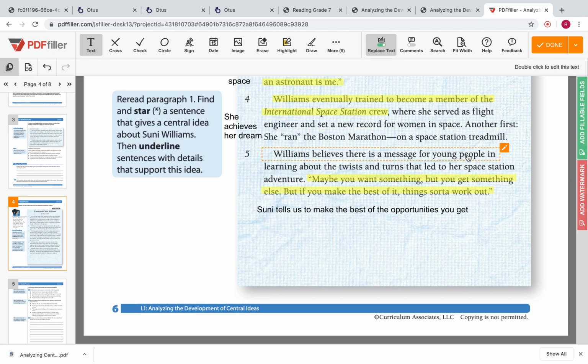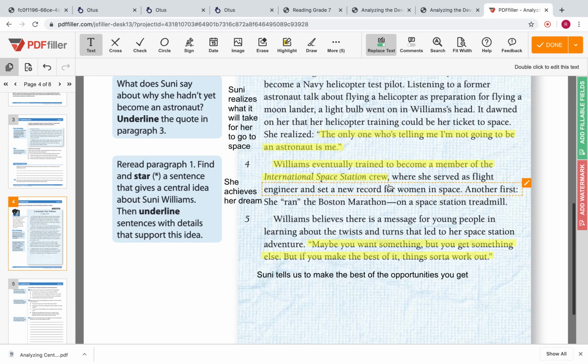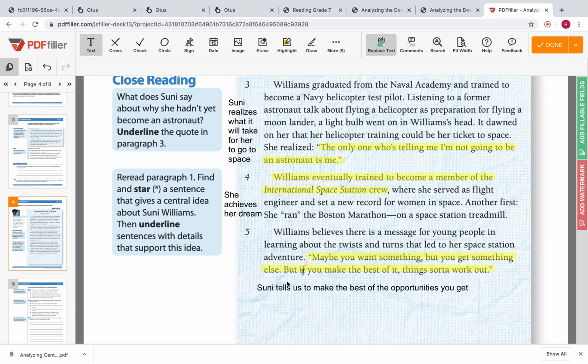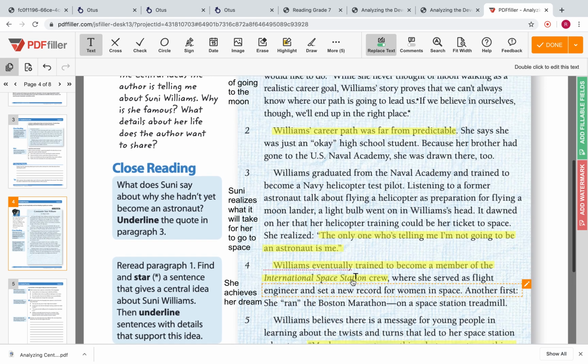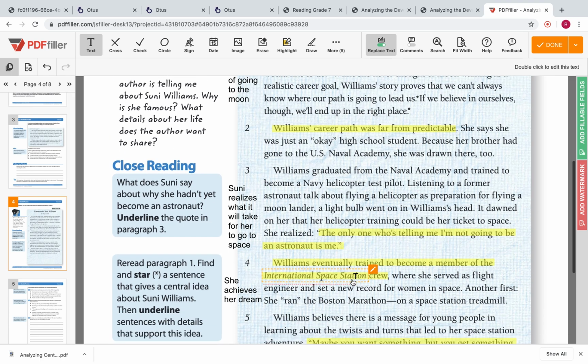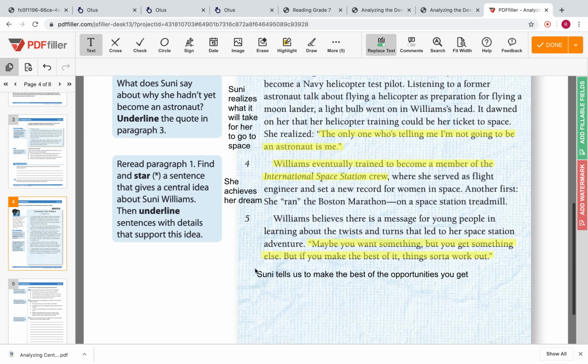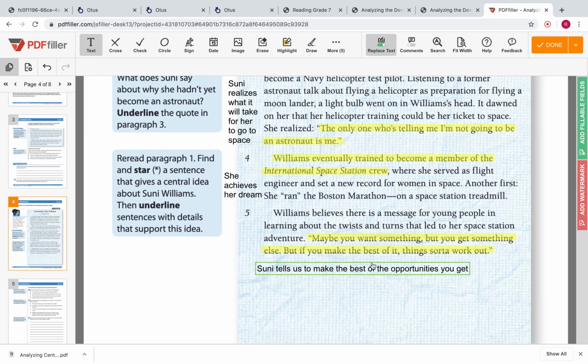Williams believes that there is a message for young people in learning about the twists and turns that led to her space station adventure. "Maybe you want something, but you get something else. But if you make the best of it, things sort of work out." So, in other words, she didn't accomplish exactly what she was dreaming of, but things worked out for her. So she's basically telling us to make the best out of whatever opportunities you get, right? So whatever I highlighted, you should have underlined, or if you have a highlighter, you can highlight it in your book. And you should have also written your just statements for everywhere that I have written it. This is our just statement right here for paragraph 5.